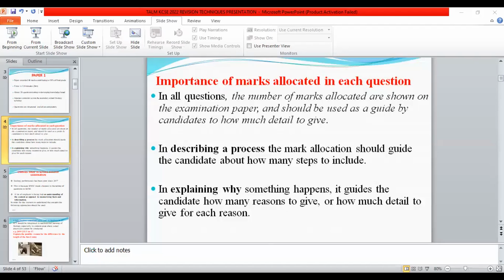Then we can now go to the changes which have been made in the setting of biology examinations. The next slide on the changes made in setting and marking of biology examinations.